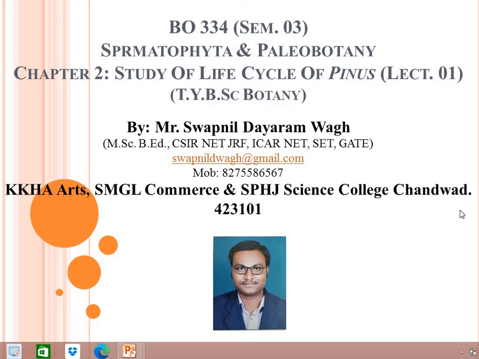Means true root, stem and leaves are present. These plants have a well developed root system, for example, taproot system is present in gymnosperms. Then two types of leaves are found in gymnosperms, foliage leaves and scaly leaves. Vascular bundles in gymnosperms are conjoint, collateral and open. Conjoint means both xylem and phloem are present, collateral means they lie side by side, and open means cambium is present between xylem and phloem.